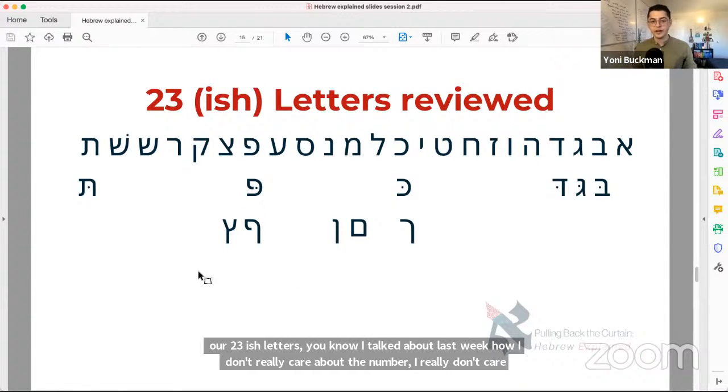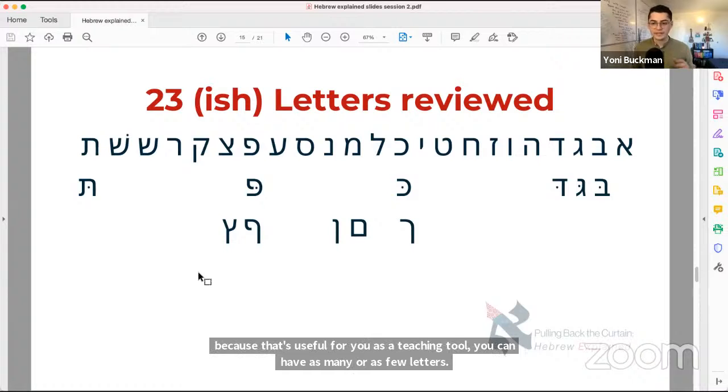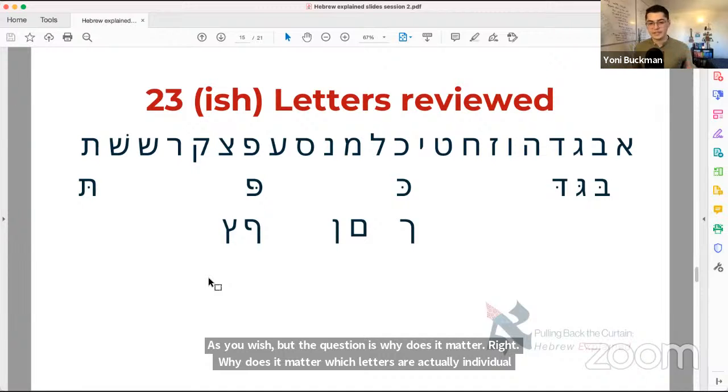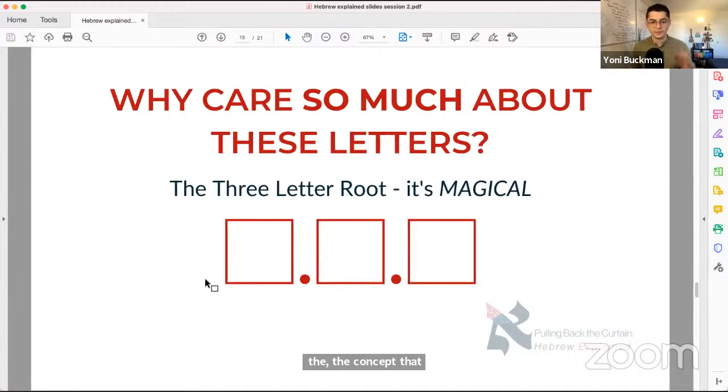So here I could just go back. Why does Yoni keep harping on the concept that the bet and the vet are in fact the same letter, and the kaf and the chaf are the same letter, but the chaf and the chet, even though they make the same sound nowadays in my accent, aren't the same? Why is that important? The reason it's important is because of these 3-letter roots. The building blocks of Hebrew words are these 3-letter roots.